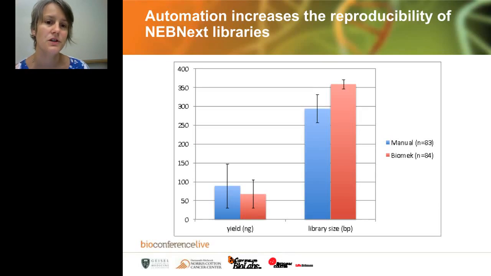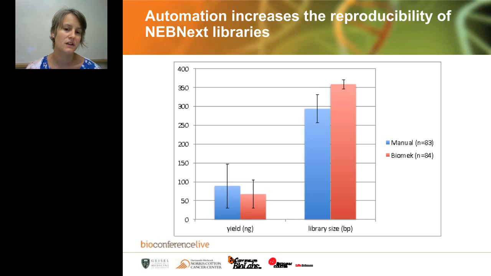And so here I'm just showing the results of some of our library preps. We actually prepared 83 libraries manually and 84 libraries on the Beckman, and these are the results of that. So the yield for the manual libraries does typically generate a larger library, or more libraries, sorry. But this is more variable. You can see that the error bars here are a little broader than that for the red Biomek prepared libraries.